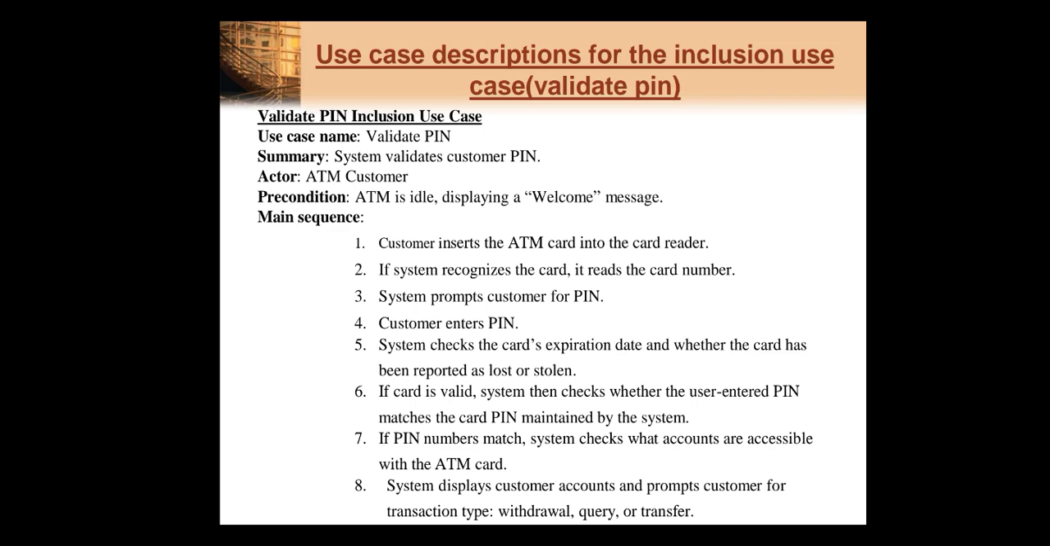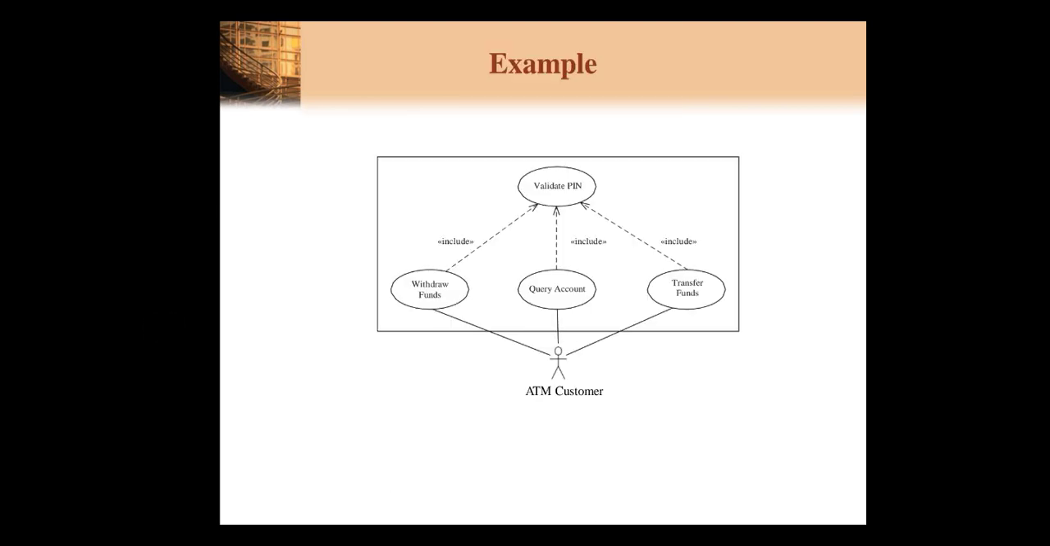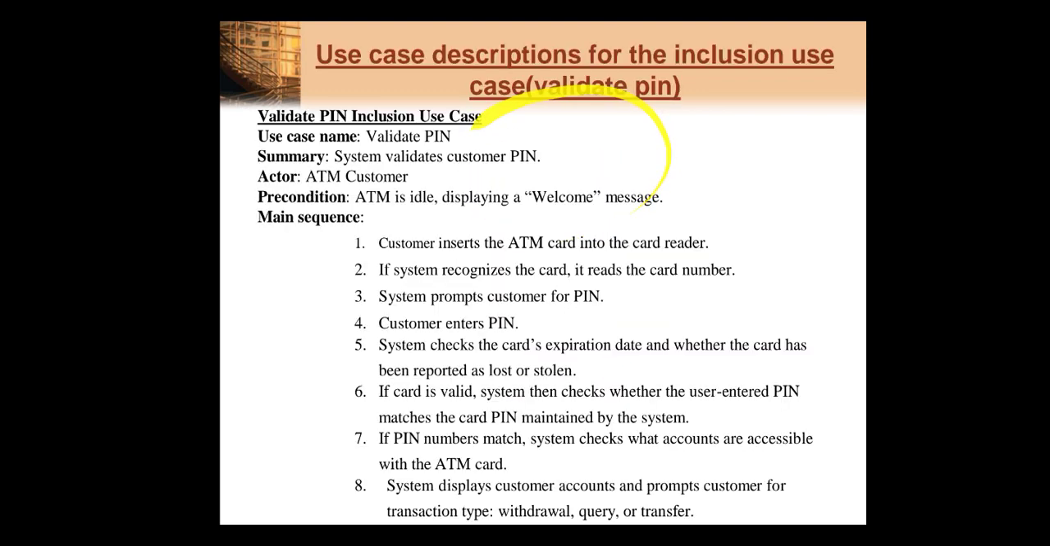First we declare the use case name. What is the use case name? Validate PIN. Summary: we can say the system validates the customer's PIN. Whatever PIN is entered by the customer, the system validates it. Then who is the actor for validate PIN? Whatever the actor is for the base use case, that actor works as the actor for the inclusion use case. So here again the actor for the inclusion use case is nothing but the ATM customer.